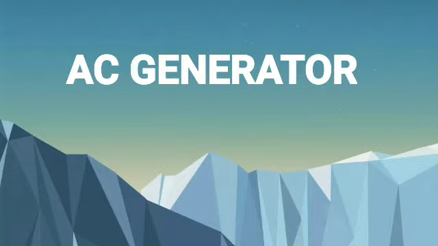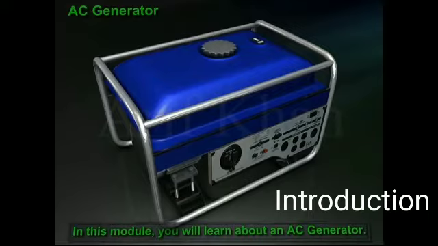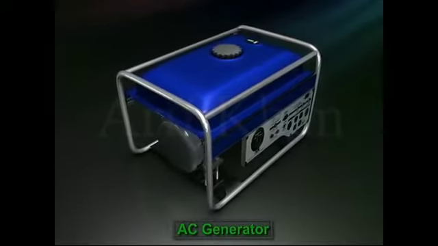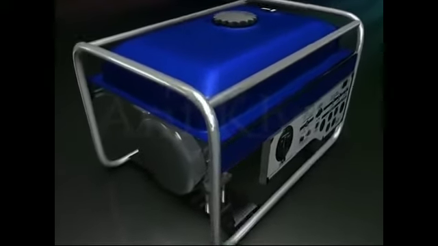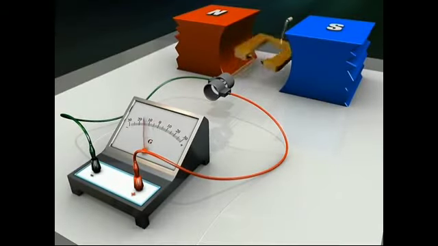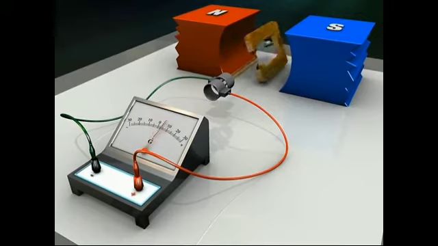Students, today's topic is on AC generator. AC generator or alternator is an energy conversion device. It converts mechanical energy used to rotate the coil or field magnet into electrical energy. Alternator produces a large scale electrical power for use in homes and industries.